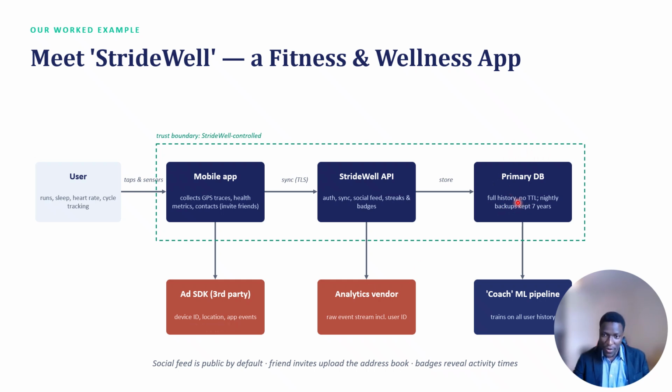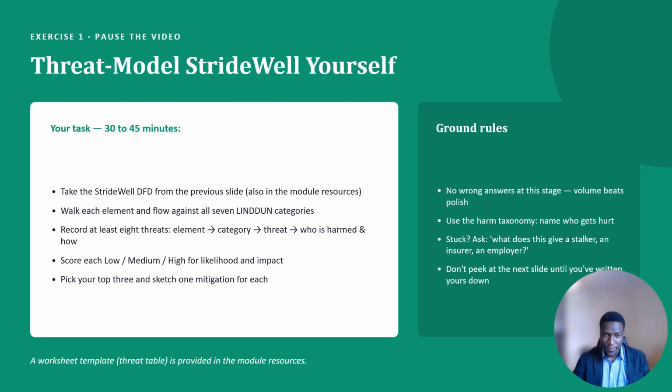Just looking at this, one of the things I can already flag, for example, in the database is the TTL. You have the 7 years backup, you have data being sent to third party. I'm not going to go much into how to threat hunt this, because I want you guys to do it yourself. And let's continue to the next slide.